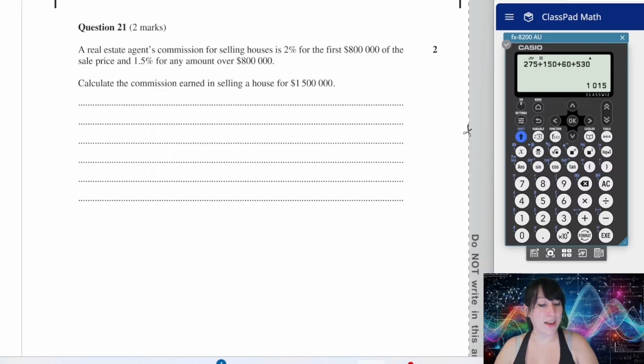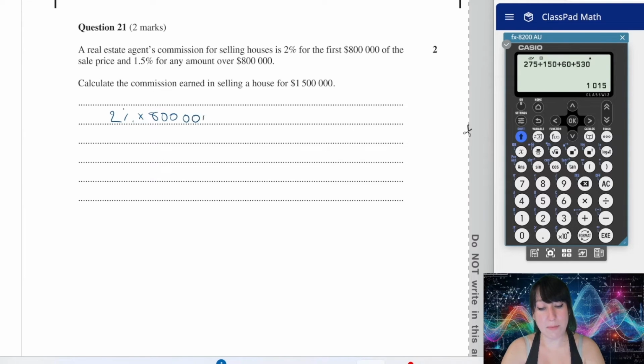Question 21. A real estate agent's commission for selling houses is 2% for the first $800,000 of the sale price and 1.5% for any amount over $800,000. Calculate the commission earned in selling a house for $1,500,000. So this is what we call commission on a sliding scale. Since the value is over 800,000, we get the full 2% of 800,000.